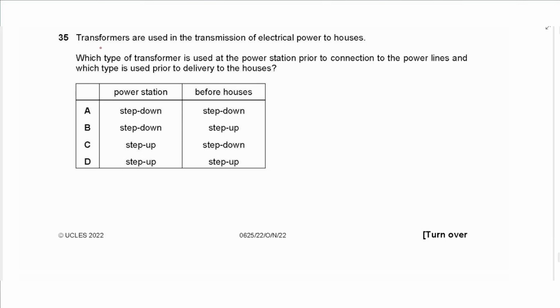Question 35 says transformers are used in the transmission of electrical power to houses. Which type of transformer is used at the power station prior to connection to the power lines, and which type is used prior to delivery to the houses? So at the power station, we use a step-up transformer to decrease the current and decrease energy losses. Then we step down the voltage to make it safer before the houses. So the answer is C.